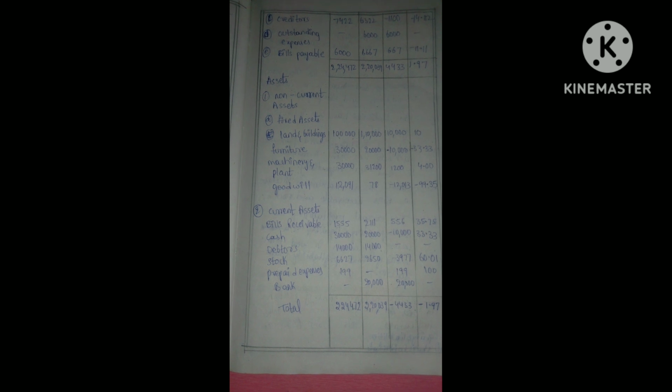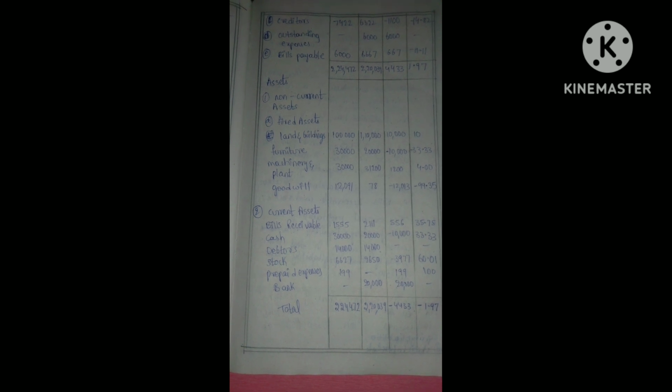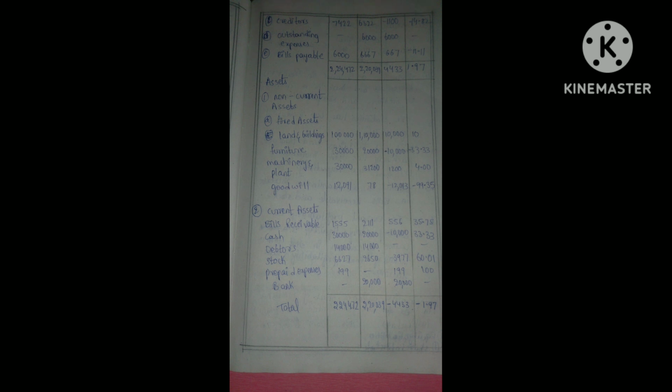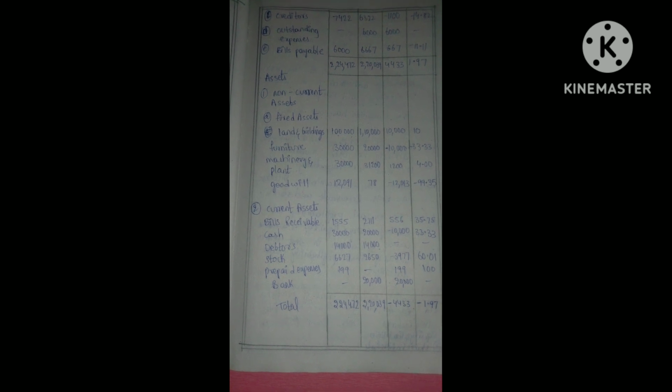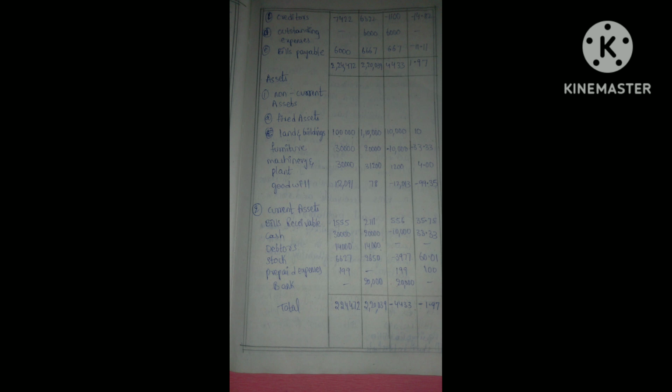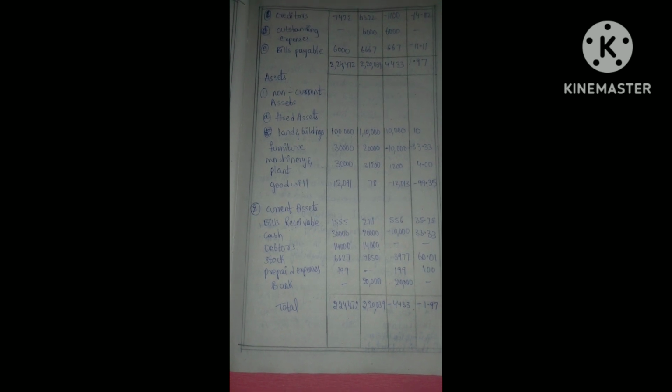Now we have to calculate assets. So we have finished liabilities. Now we will calculate assets. In assets, first we have non-current assets. In non-current assets we have fixed assets: land and building, furniture, machinery and plant, and goodwill. Means in fixed assets we have land and buildings, furniture, machinery and plant, and goodwill.